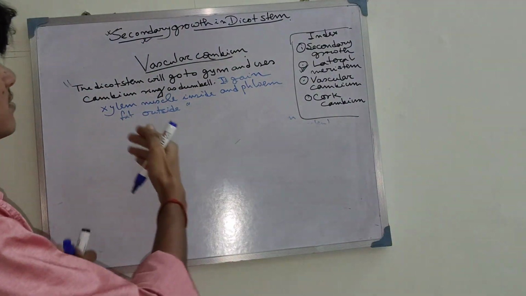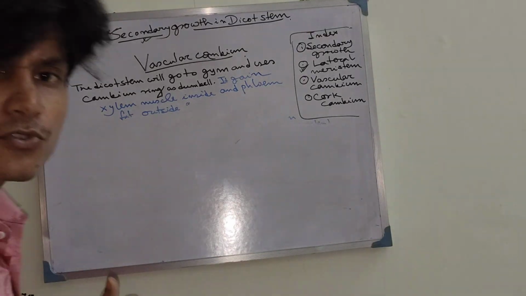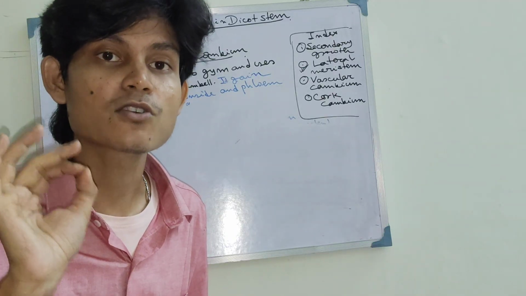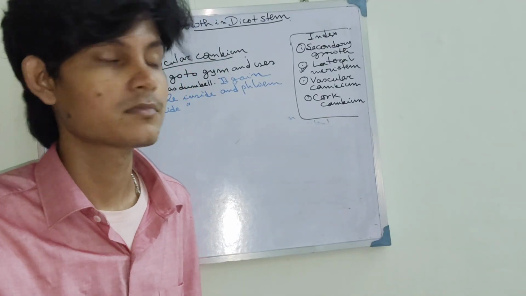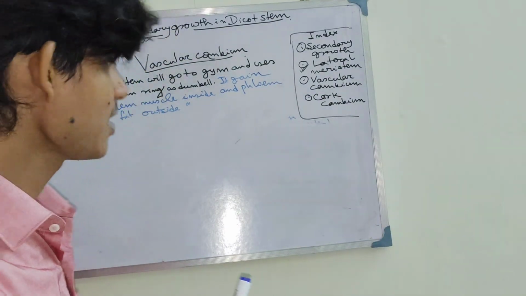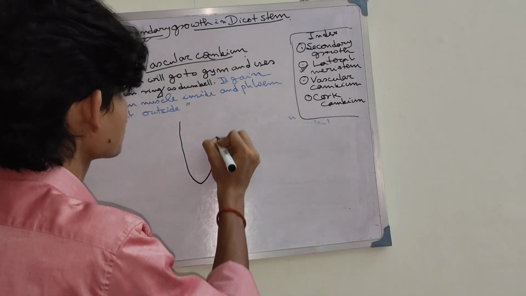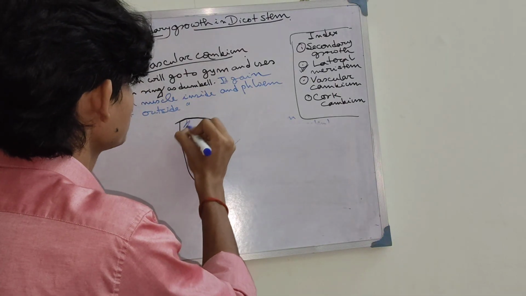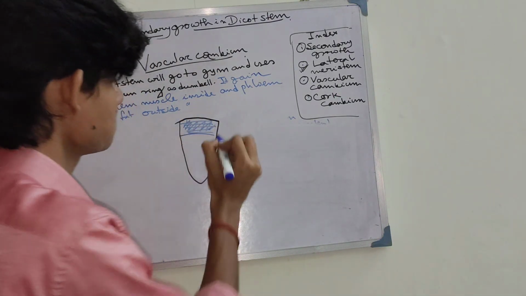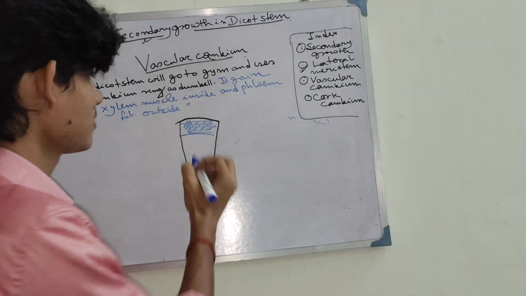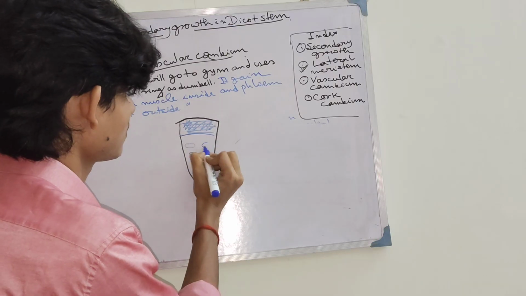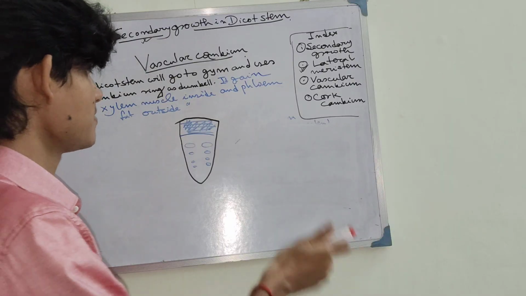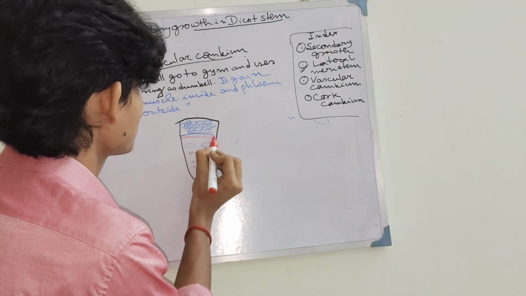So let's dig deeper into this. If you remember the characteristics of a vascular bundle in a dicot stem, we will remember that it is of conjoint and open type. What does it mean? If this is a vascular bundle, outside there will be phloem tissue, inside there will be xylem tissue, and between xylem and phloem there will be a strip of cambium.